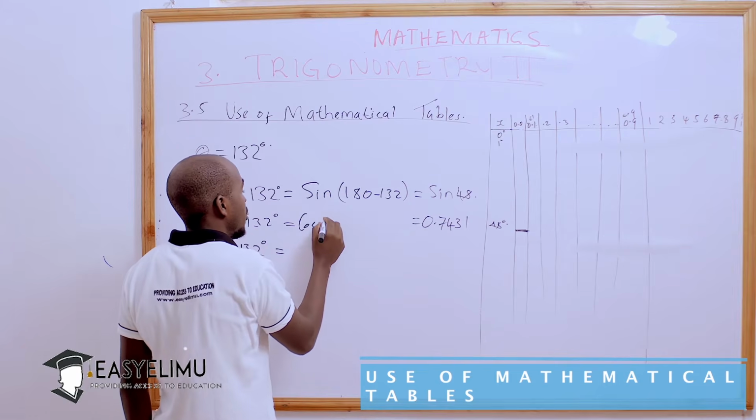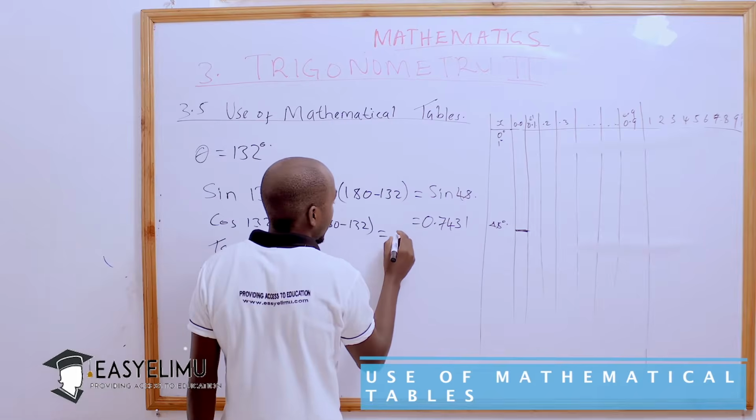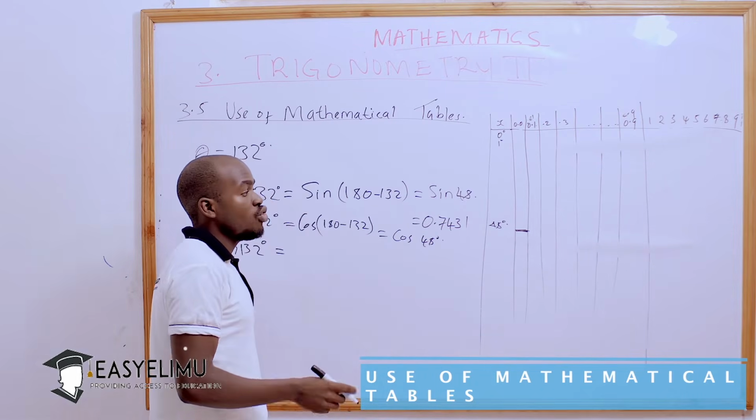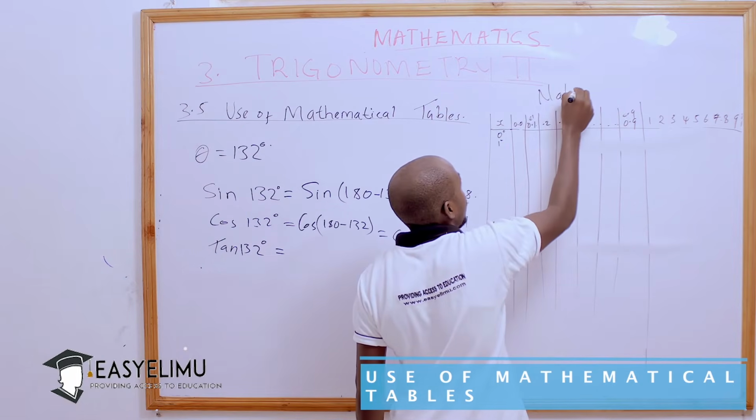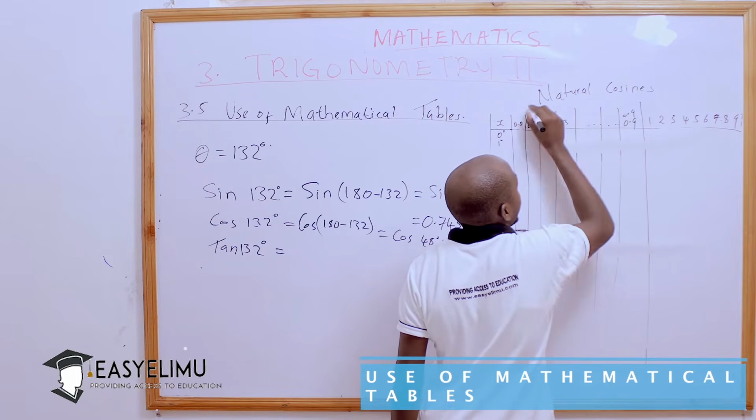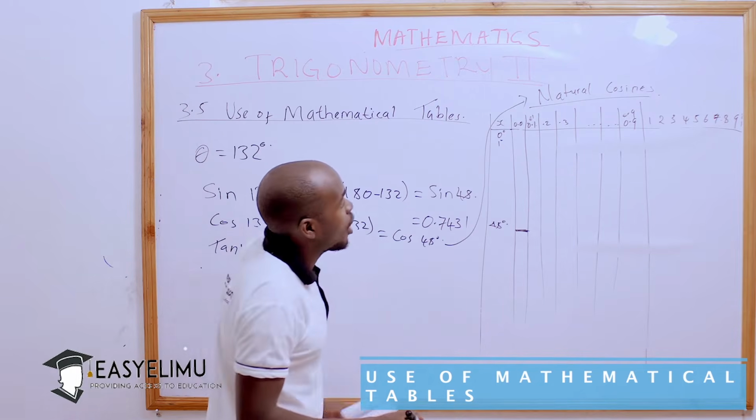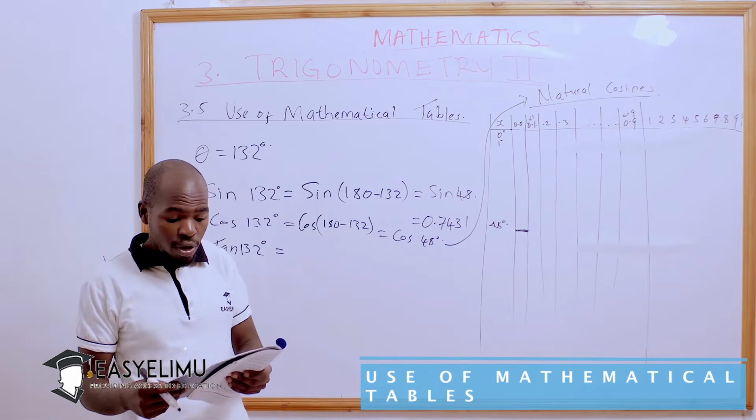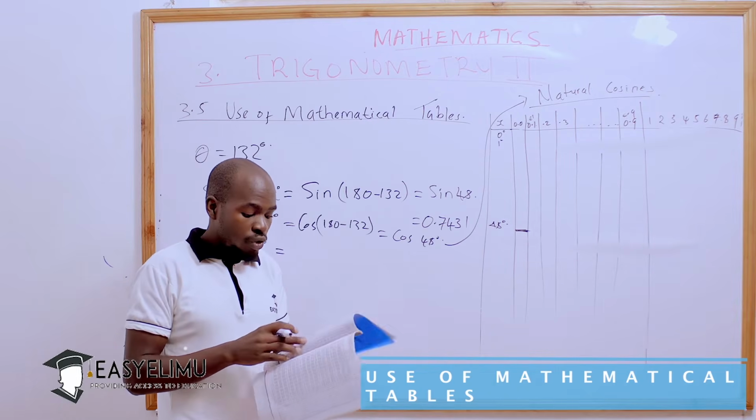If you need to find the cosine of that angle, it's still the same procedure. So you do cosine of 180 minus 132. You will find that you are finding the cosine of 48 degrees. And you will now use the table of natural cosines. For cosine, you use natural cosines, where 48 degrees will lie at the same place, and then you use the table of natural cosines to find out what you have.